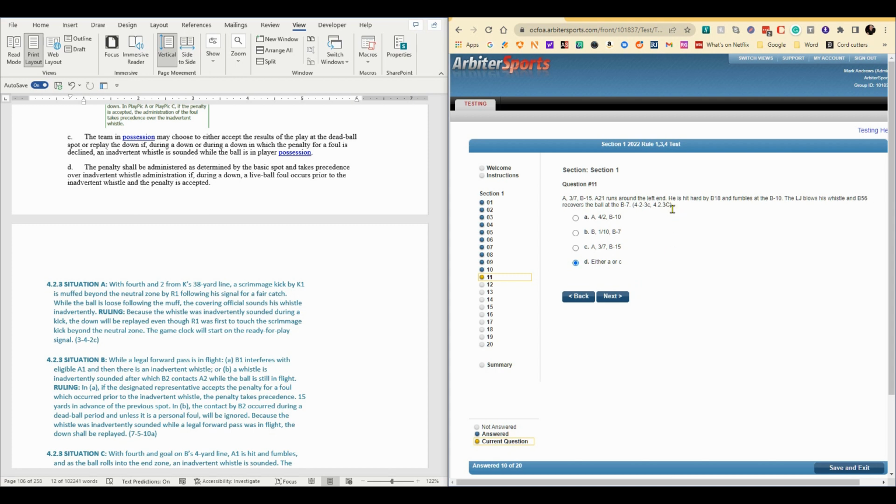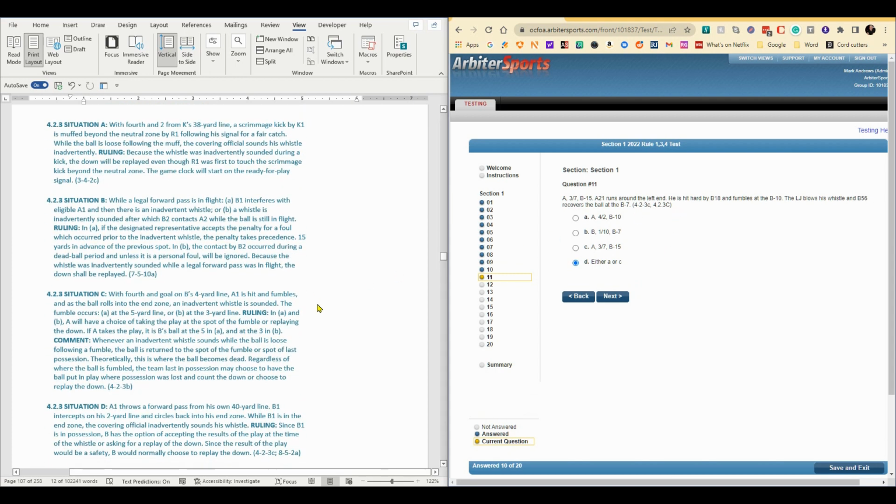Now, I want to make a point here about this case study. It's real good, but it's confusing because 4th and goal is the situation. A1 is hit and fumbled, and as the ball rolls into the end zone, an inadvertent whistle is sounded. The fumble occurs A at the 5-yard line or B at the 3-yard line. In A and B, A will have a choice of taking the play at the spot of the fumble or replaying the down. If A takes the play, it is B's ball at the 5 or at the 3. And that's because it's 4th and goal. It has nothing to do with what we just talked about. So you got to keep that in mind.